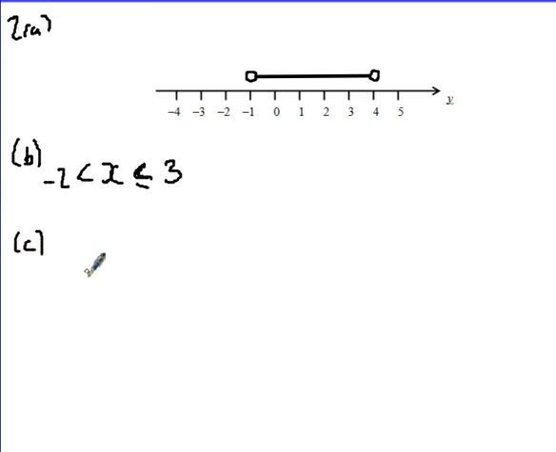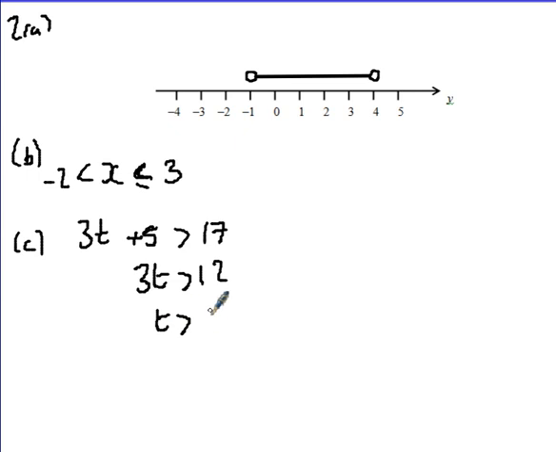Part C, asking us to solve the inequality. So we're going to take 5 off, think of it just in a normal equation. So take 5 off there, and then divide through by 3, so then t is greater than 4.